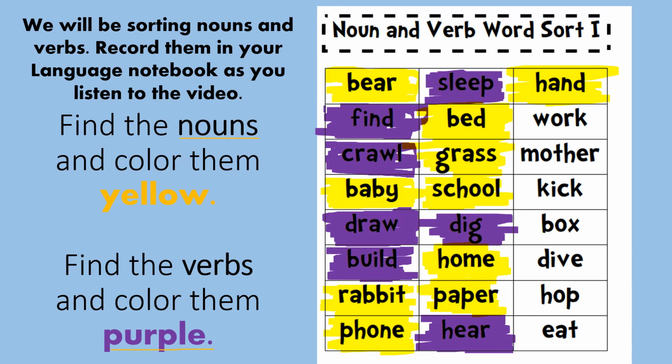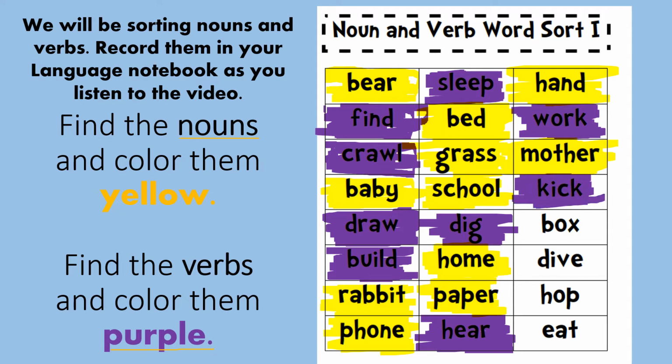Work. Now, is work something you do? Yes, that's action. So that would be a verb. Mother. Mother is a person. So person, place, or thing would be a noun. Kick. Is kick something you can do? Yes, I can kick something, so that shows action. That makes it a verb.